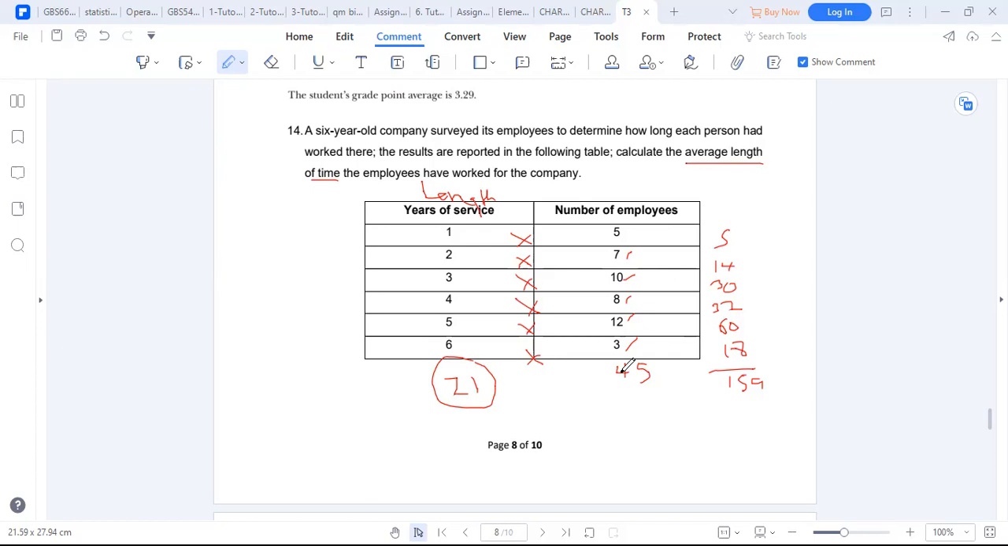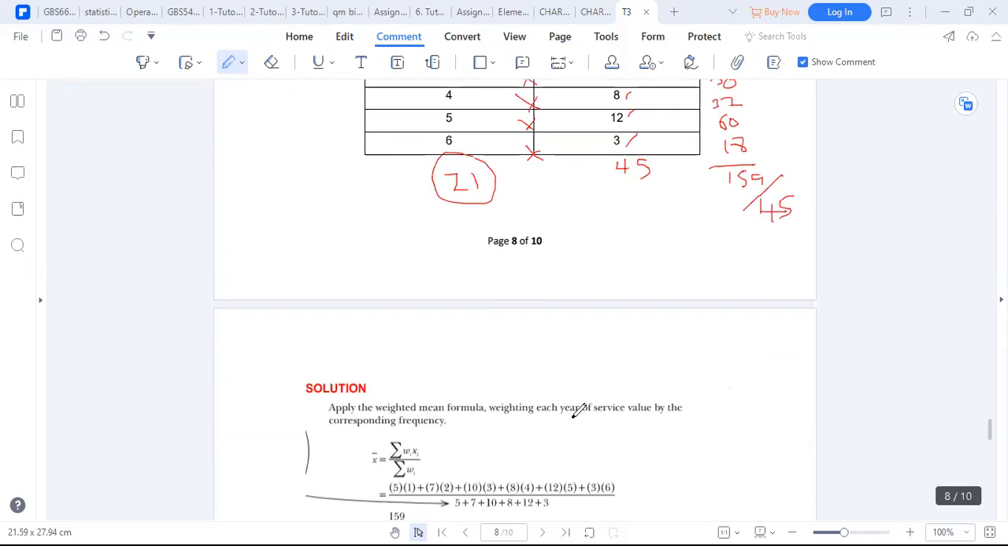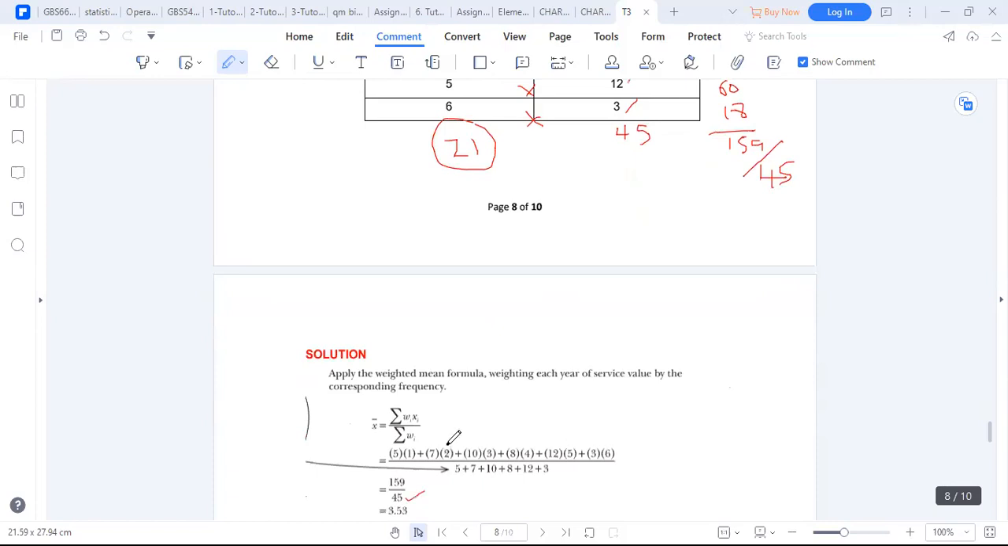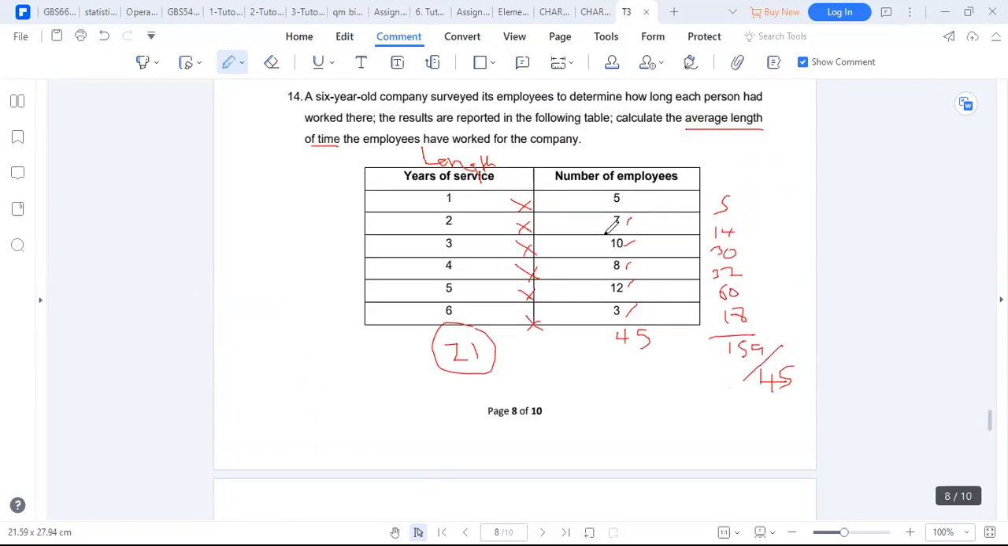By 45. Yes. Why by 45? You get the correct opposite. You swap them. If they're asking you to find the average of the number of employees, you would have divided by the sum total of the other subject, by 21.